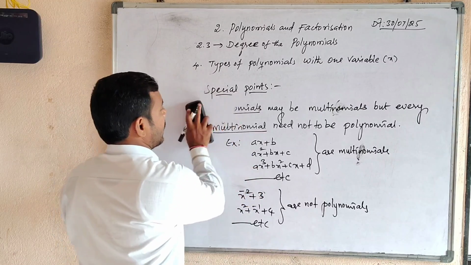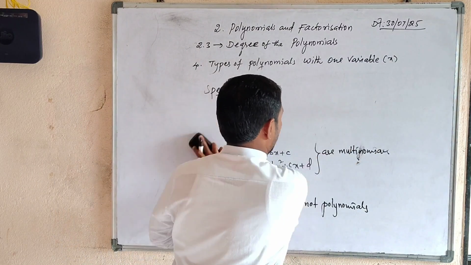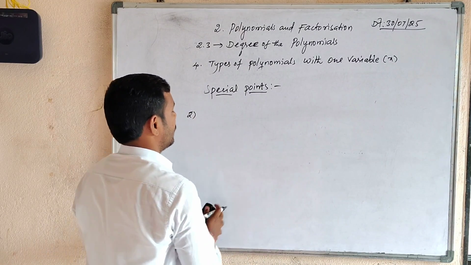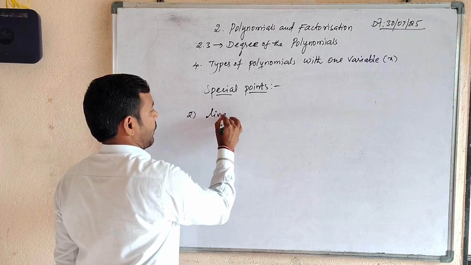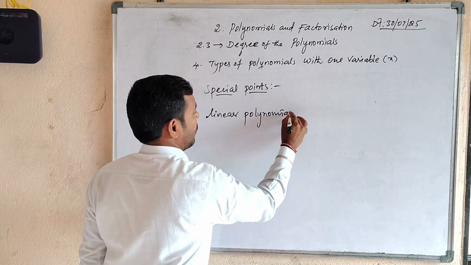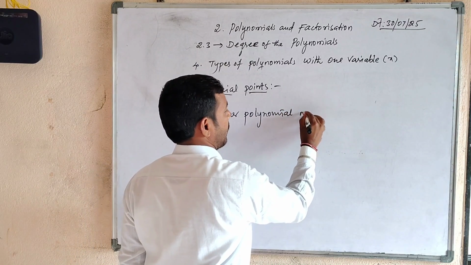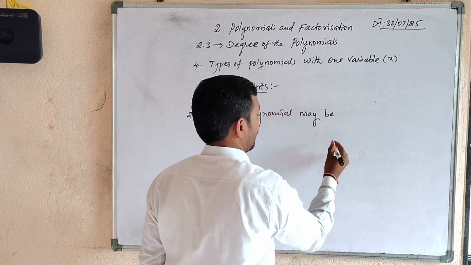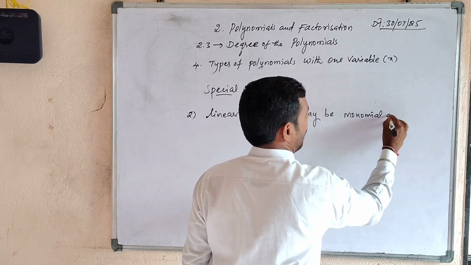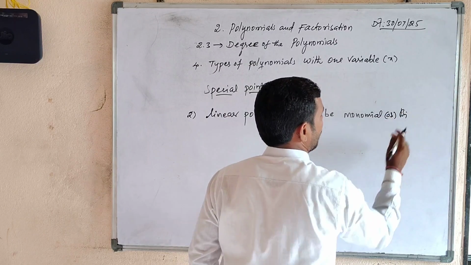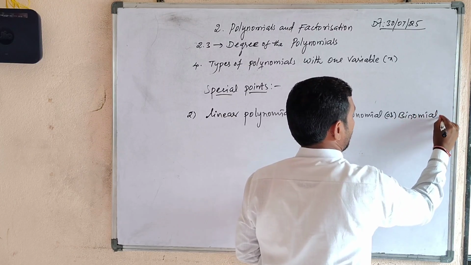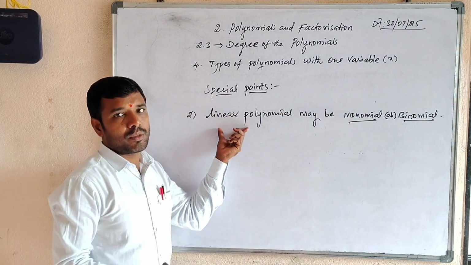So let us go with the second point. What is the second point? Linear polynomial may be a monomial or binomial. You believe this statement also.